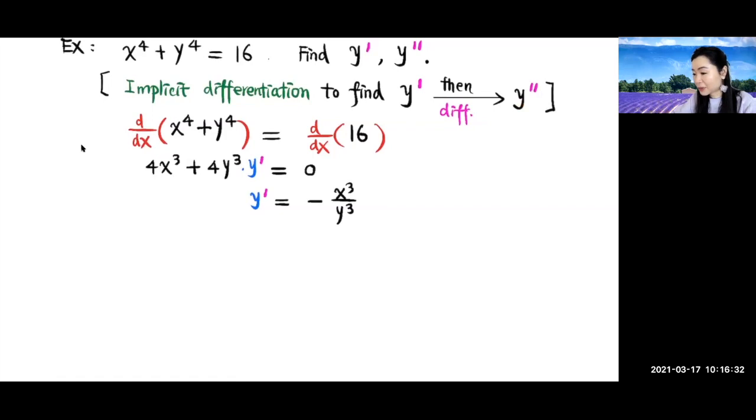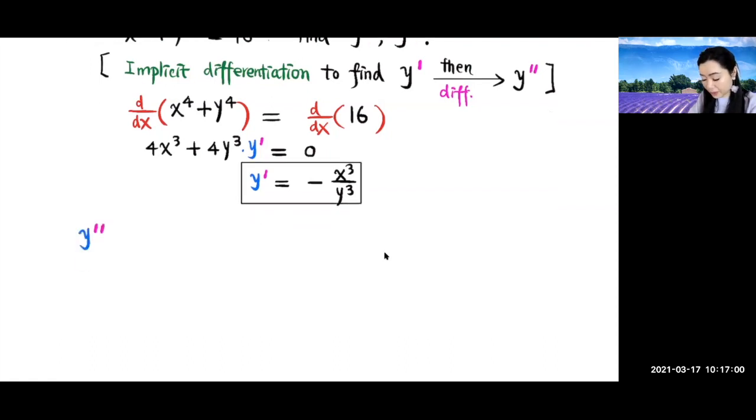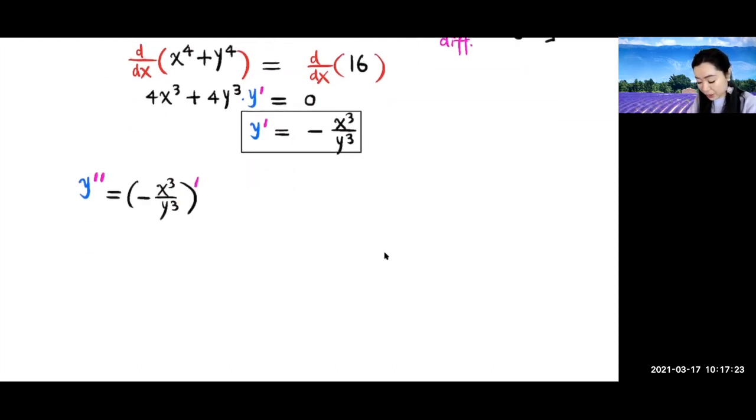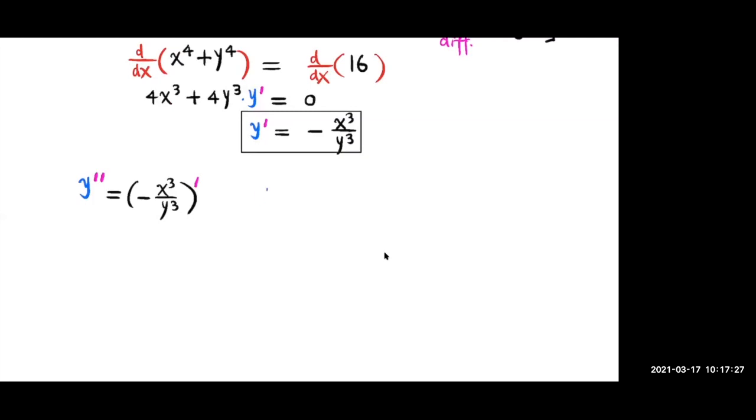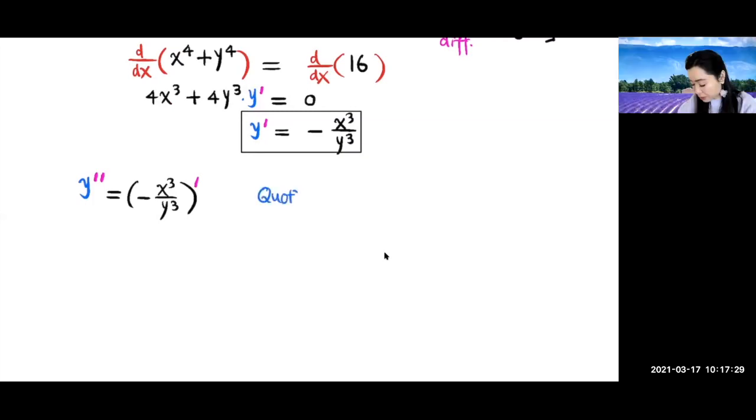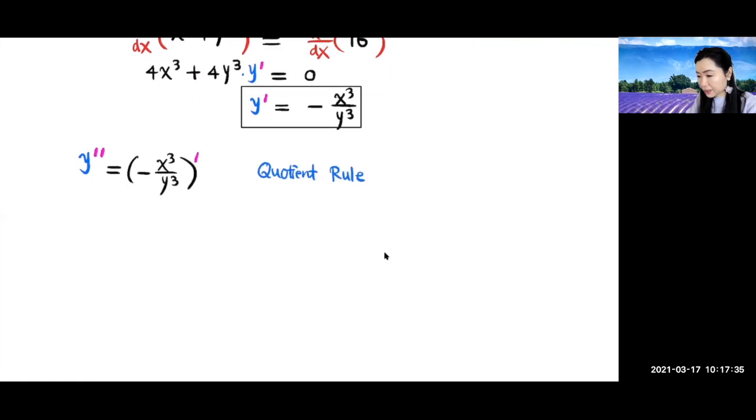Okay. So how should we do it? We're going to differentiate both sides of this equation with respect to x again. So to find the second derivative y double prime, we're going to differentiate this first derivative one more time. Now, what kind of rule do I need to use? Quotient rule, yes. So we're going to use the quotient rule first.